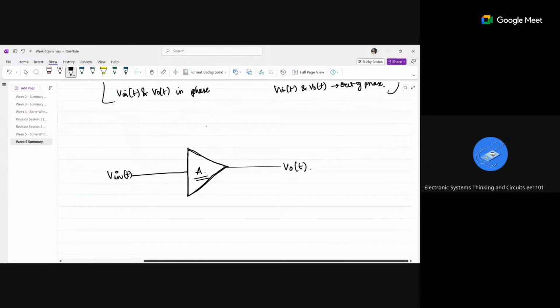Now, this amplifier is supplied by two DC supplies. One is VDD, another one is VSS. This is some positive value and this is some negative value. And my VO of t will always be lesser than this VDD and VSS.